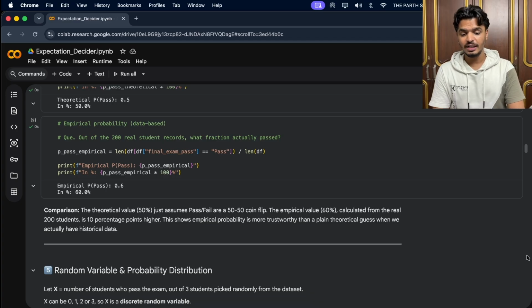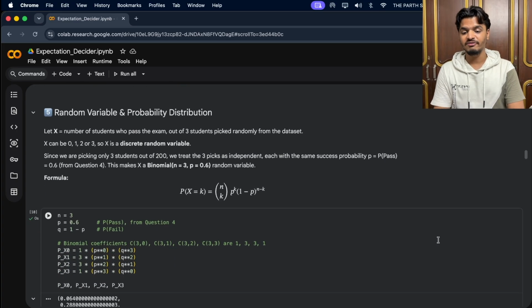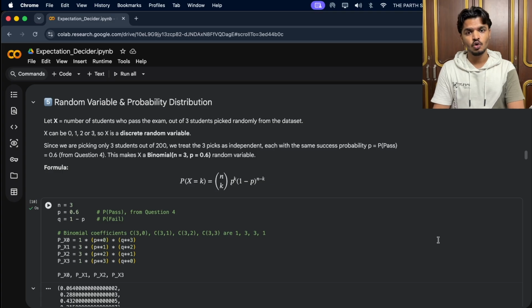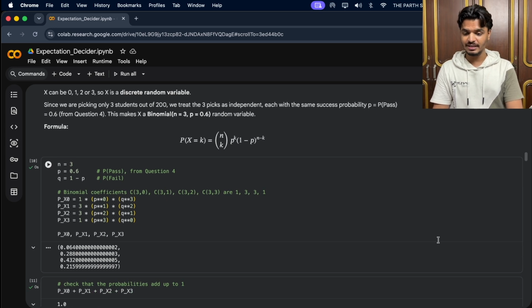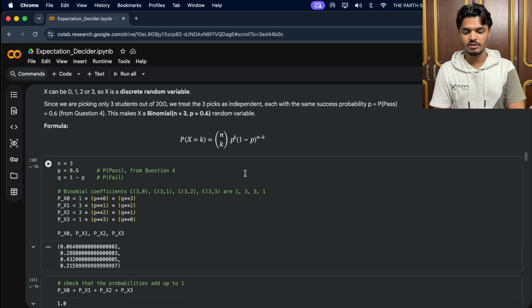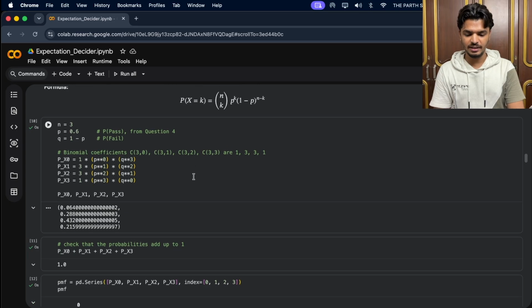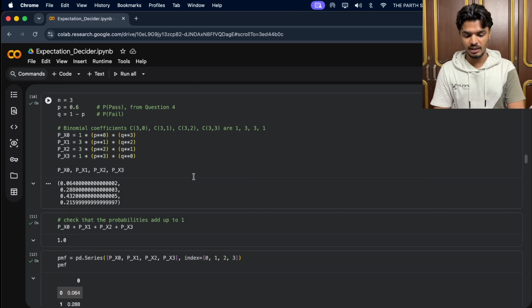So question 3 asks for a random variable. I define X as the number of students who pass out of three randomly selected students from the dataset. Since 3 is small compared to 200, I treat this as binomial, where n equals 3 and p equals 0.6, and calculate each probability by hand for X equal to 0, 1, 2 and 3, checking that they sum to exactly 1.